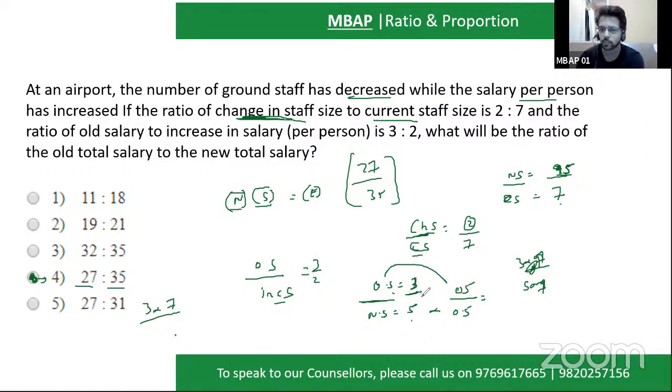So we have got the old staff, which is 3, new staff, which is equal to 5. New salary is 5. New staff is 5. Old staff is 7. Yeah, ideally the answer that we are getting is 21 upon 25 should come. It's 5 into 5. It's not 35. It should be 5 into 5, which is 25. It should be 21 upon 25.